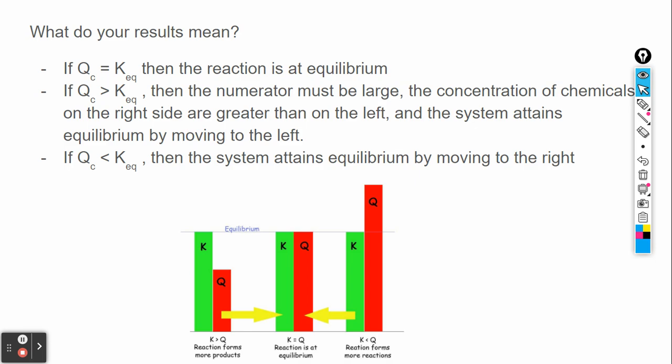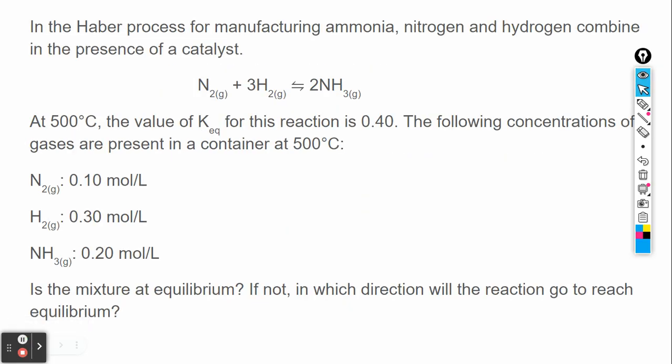That tells you you had a lot of product. In order to reach equilibrium, you need to move to the left. On the other hand, if Q is less than K, then the system attains equilibrium by moving to the right. I think all this makes a lot more sense if we use it in an example.